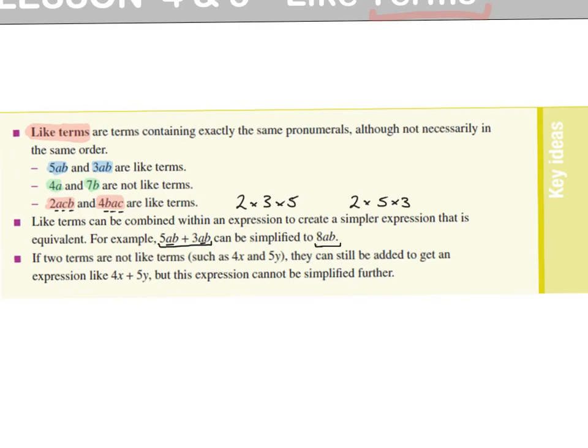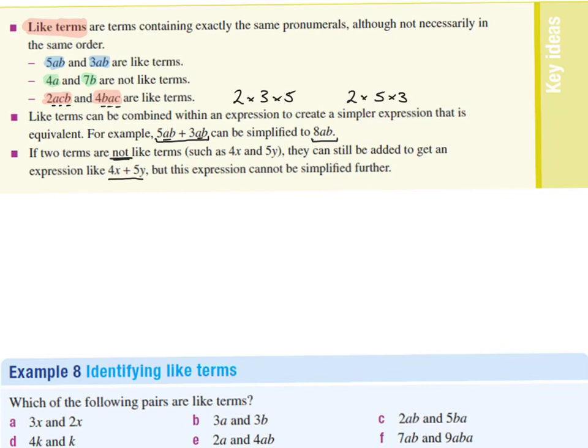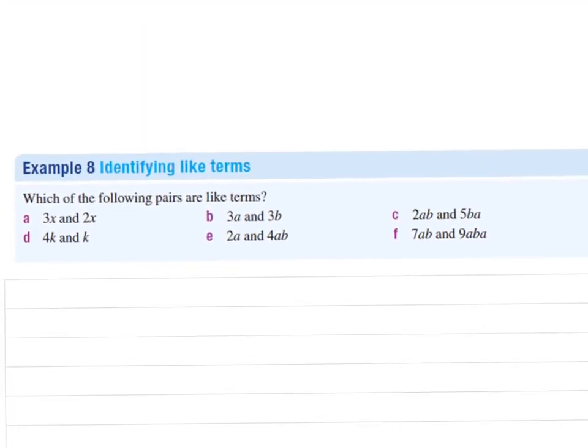If two terms are not like terms, such as 4x and 5y, they can still be added to get an expression like 4x plus 5y, but we can't simplify that any further. We can't add them together. So we have to have like terms. They have to have exactly the same pronumerals to be able to add or subtract using our algebra skills. Let's have a look at the examples, and remember you're going to fill these in as we go through them.